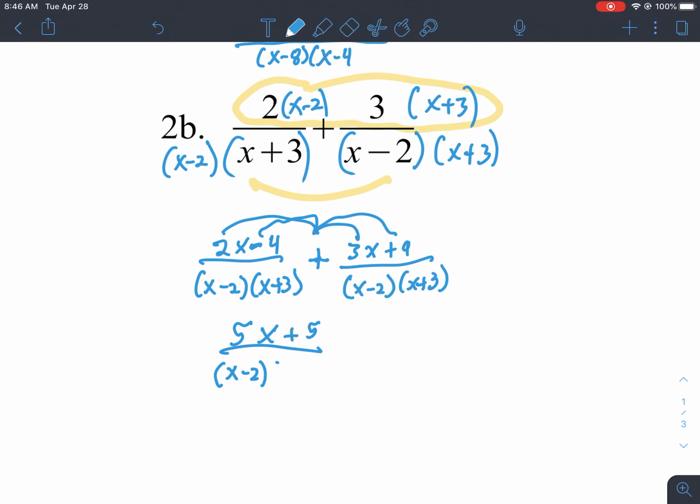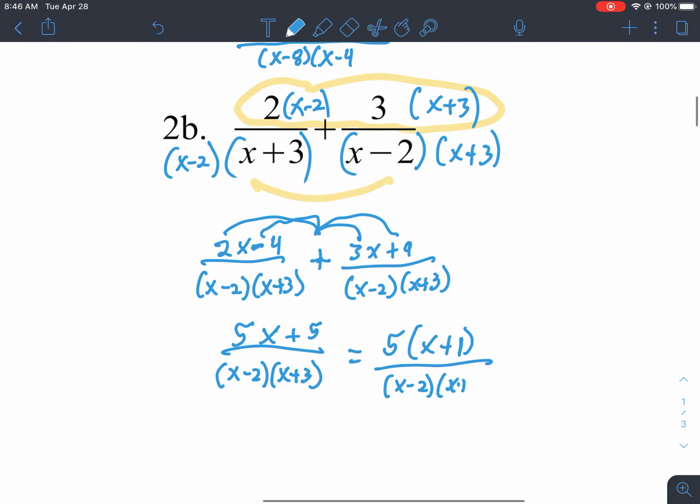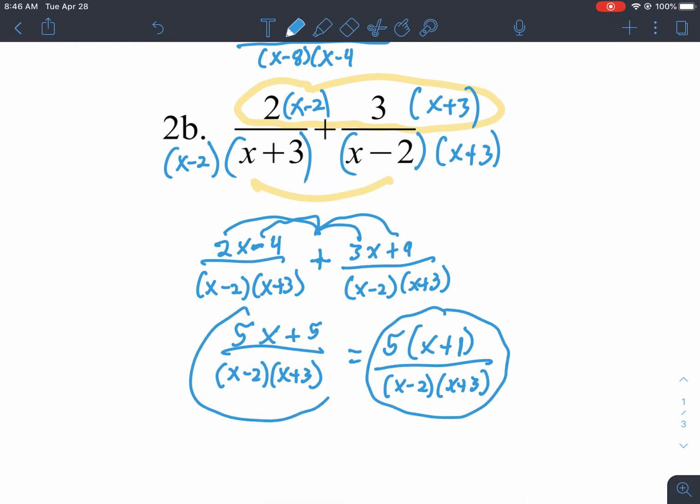And then you get x minus 2, x plus 3, and it would look better if we factored out a 5 on the top and left it like this. So this looks better, and this is okay on a test. So that's okay on a test, but this is better. Factored form is better.